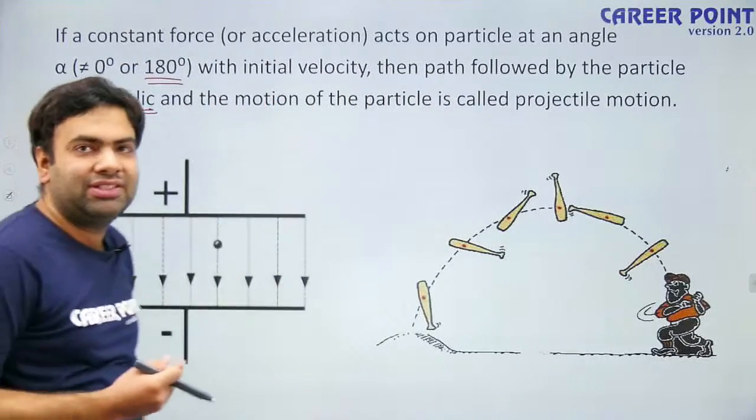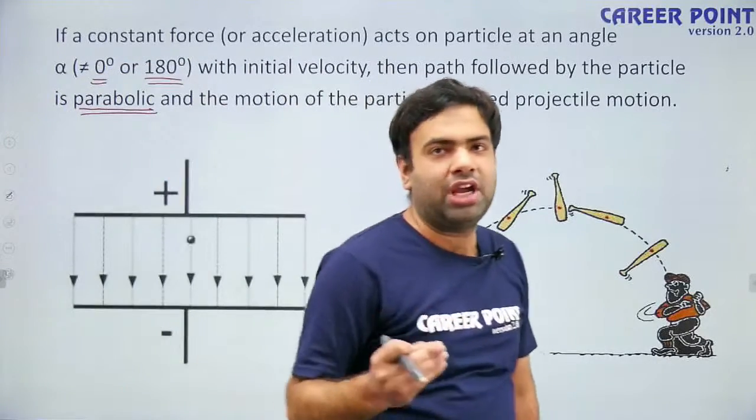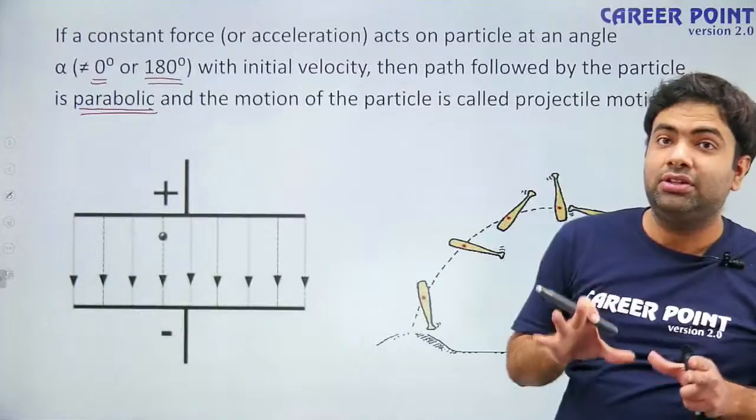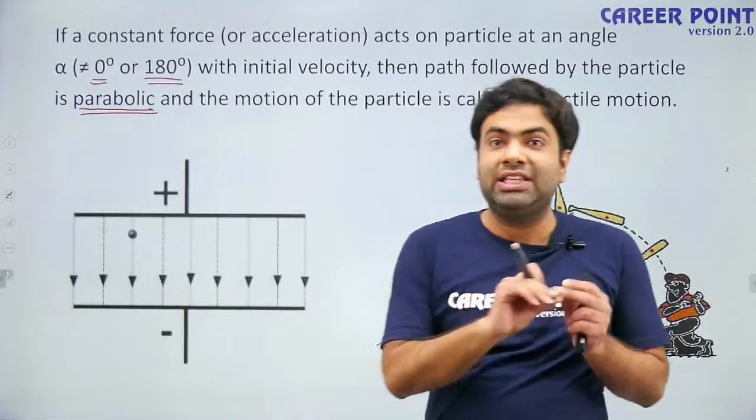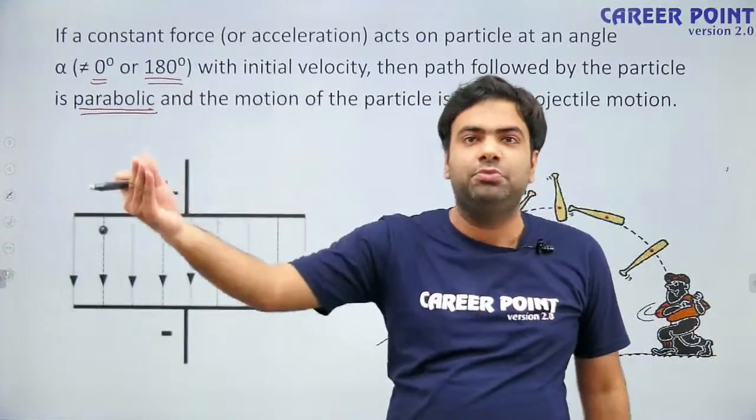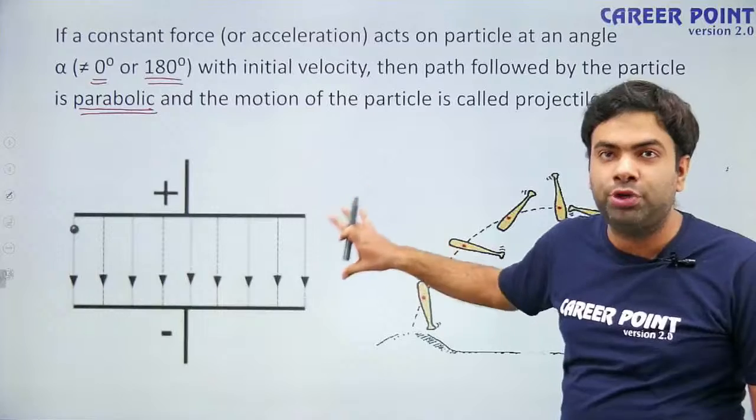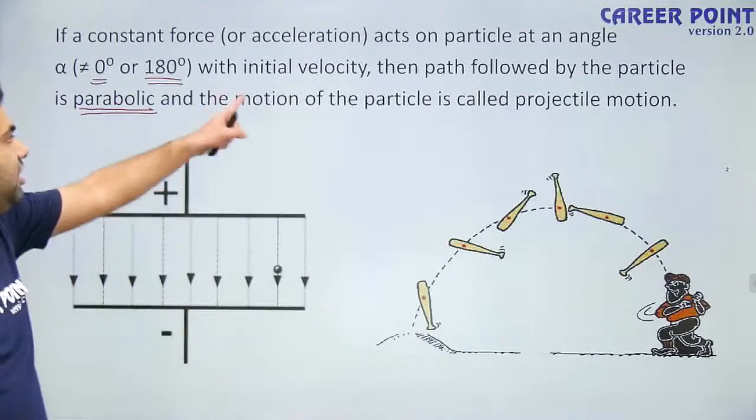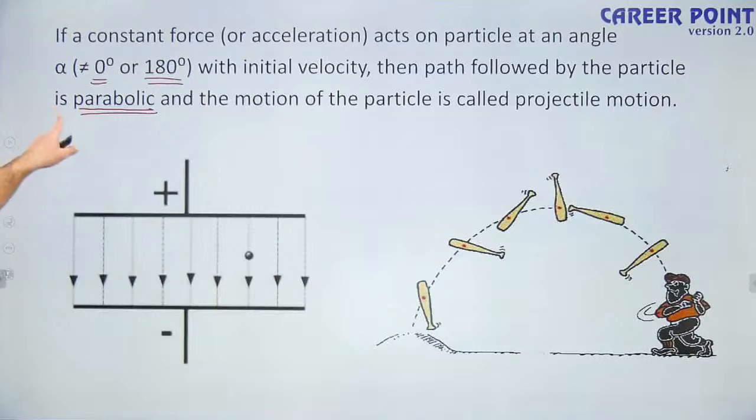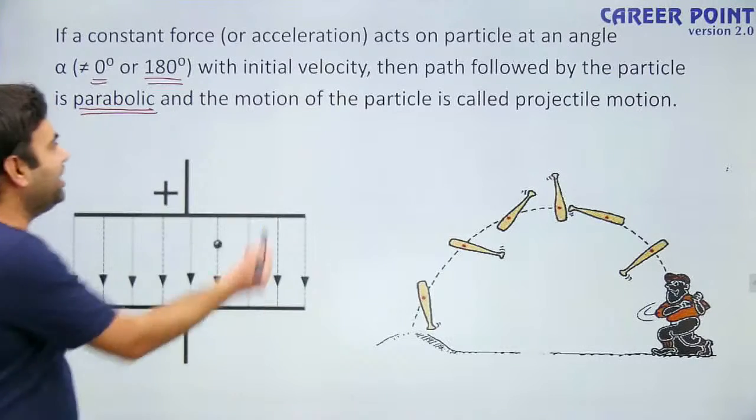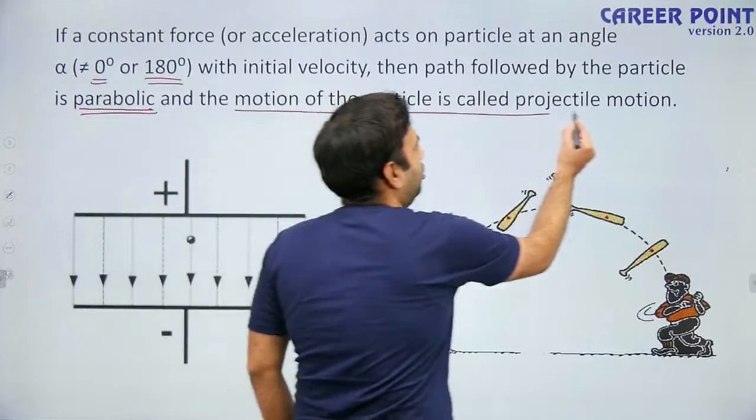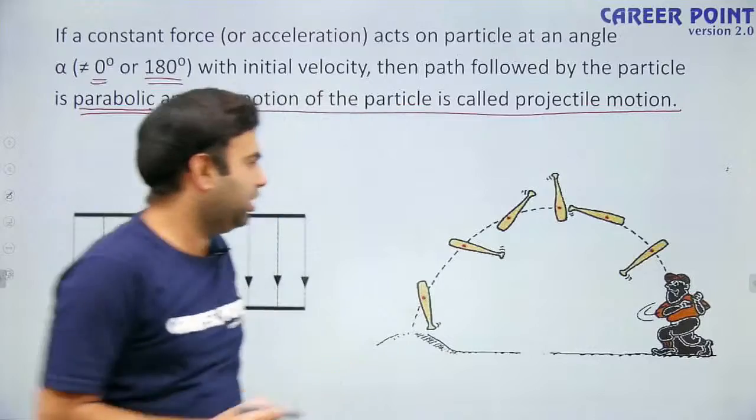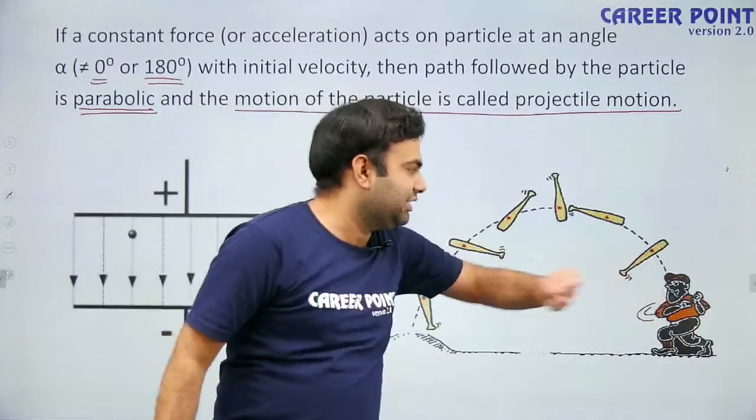Okay, in the previous chapter, that was motion in one dimension, we were considering the motion of a particle in a straight line. So that was straight line motion, and this is motion in two dimensions, which is projectile motion. Okay, so with some initial velocity, the path followed is parabolic, and the motion of the particle is called projectile motion. Okay, for example, see this.